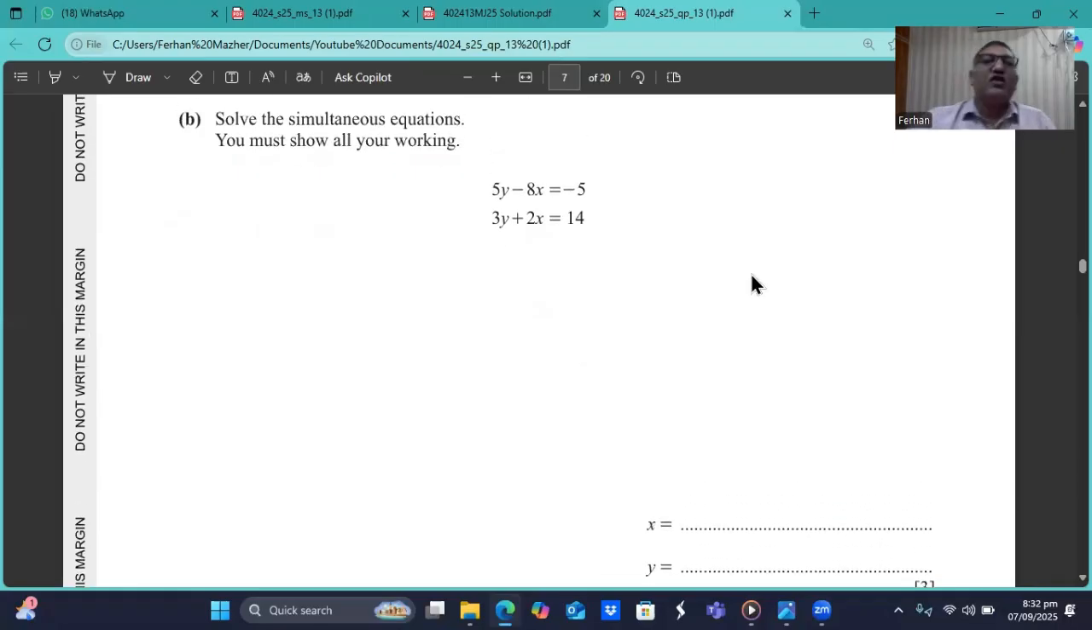It says solve the simultaneous equations. You must show all your working. So we have 5y minus 8x equals minus 5, and 3y plus 2x equals 14. So what I will do, I will solve them simultaneously.